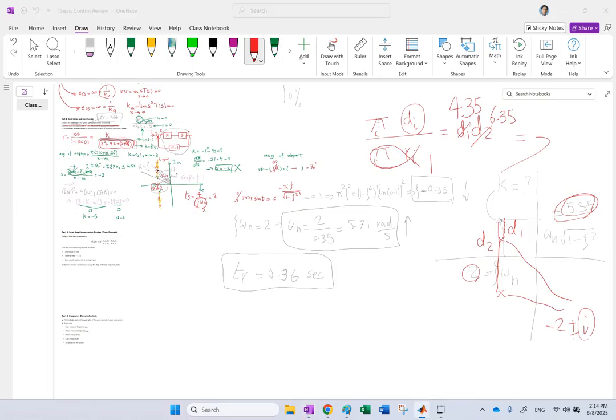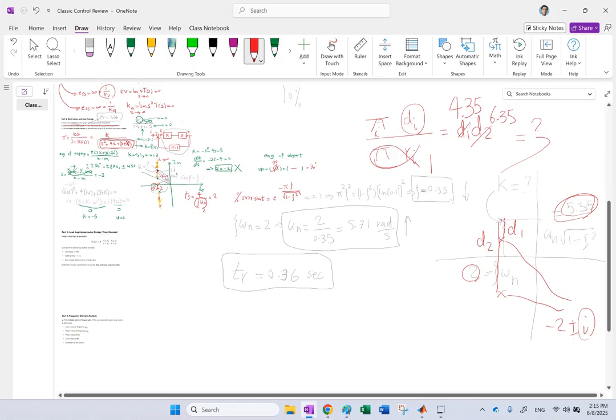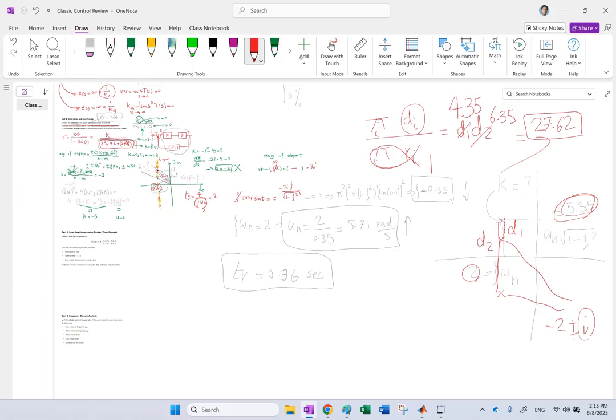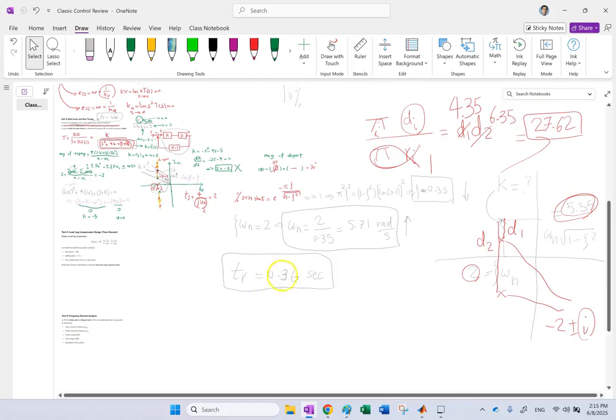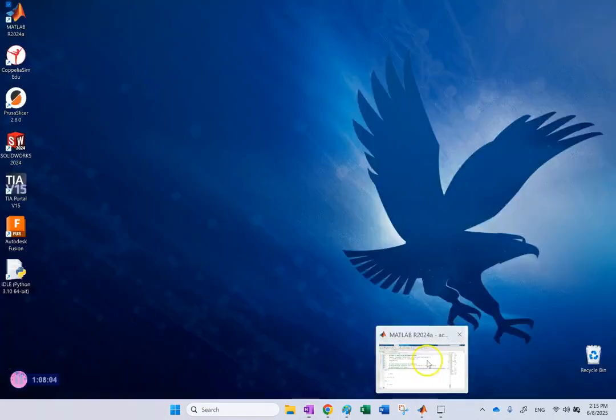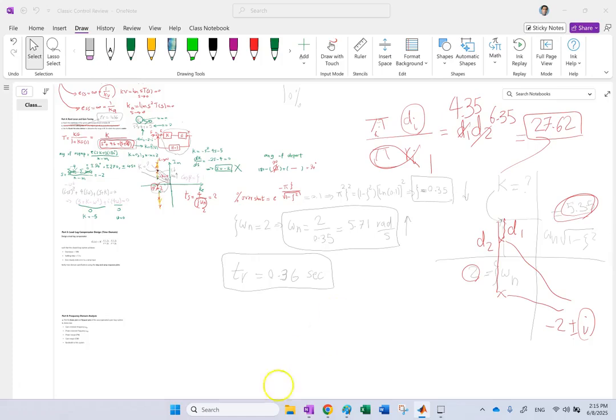And let me do that one for you. And the number is 27.62. So that is exactly the gain where you need the poles of the system to have a rise time of 0.36 seconds. Okay, so remember, your original Routh-Lucas command does not even go up to that gain.